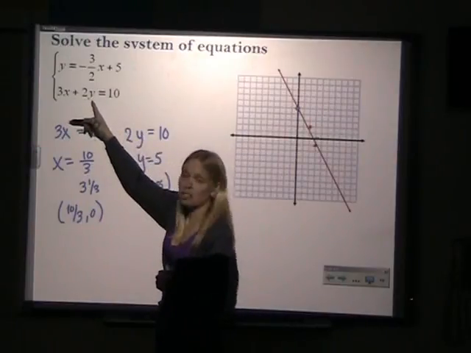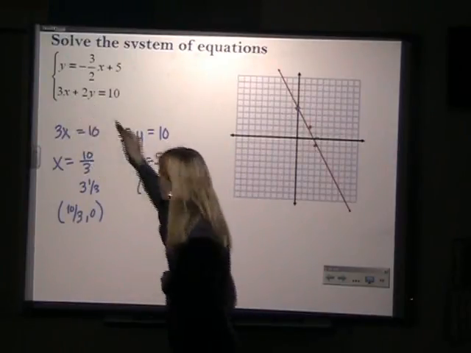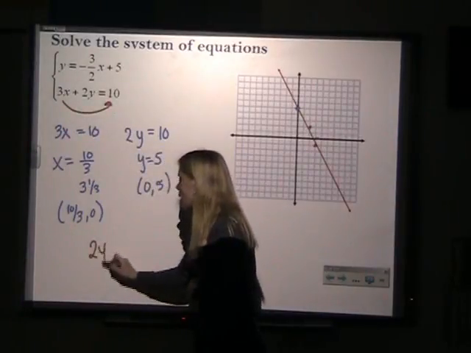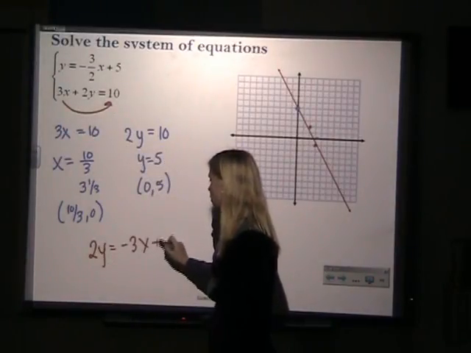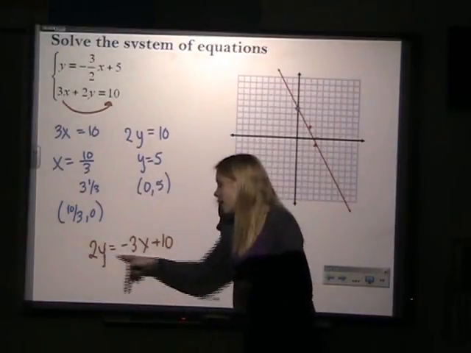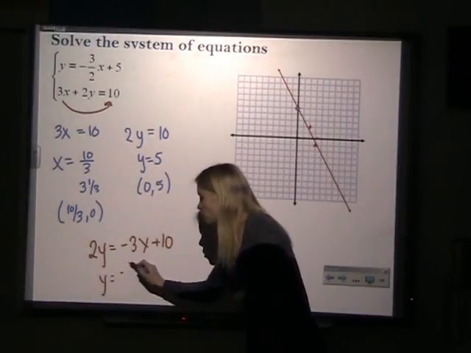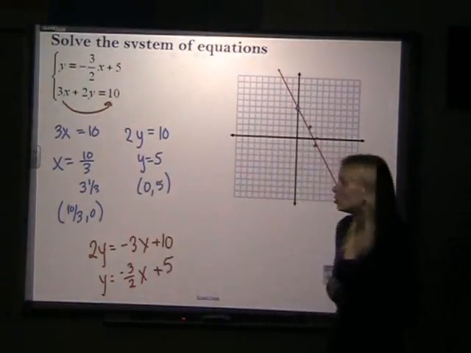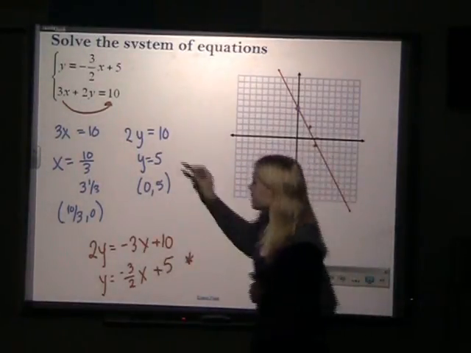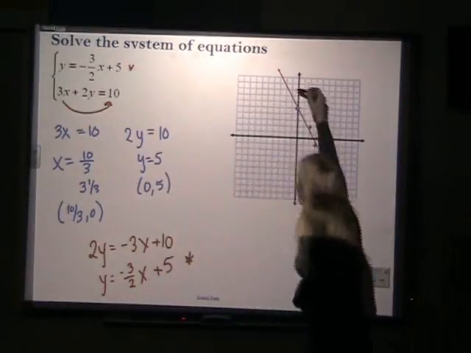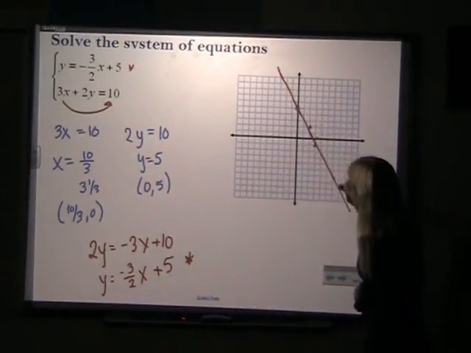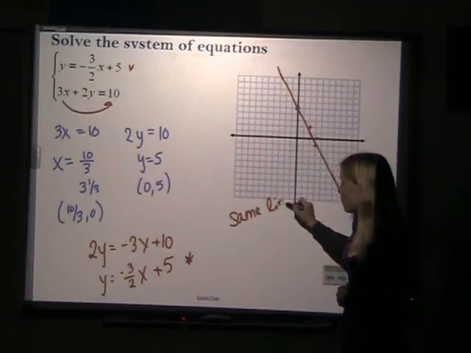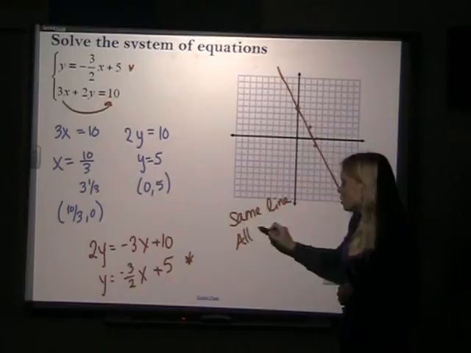So if I'm going to put this in slope-intercept form, I'm going to move the 3x. When I move the 3x, remember, on the other side it becomes negative. I'm going to divide everything by 2. So negative 3 divided by 2 and 10 divided by 2. You will notice these are exactly the same thing. So if I have the same line, my answer, you can remember, is all solutions.